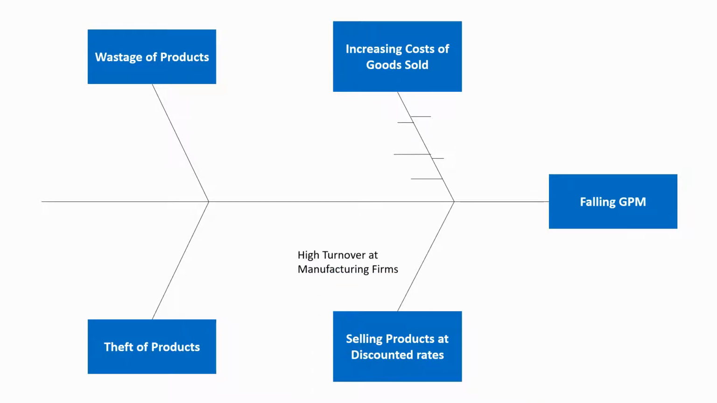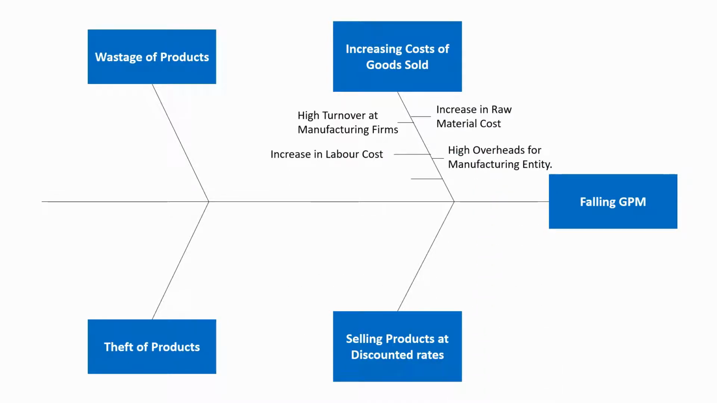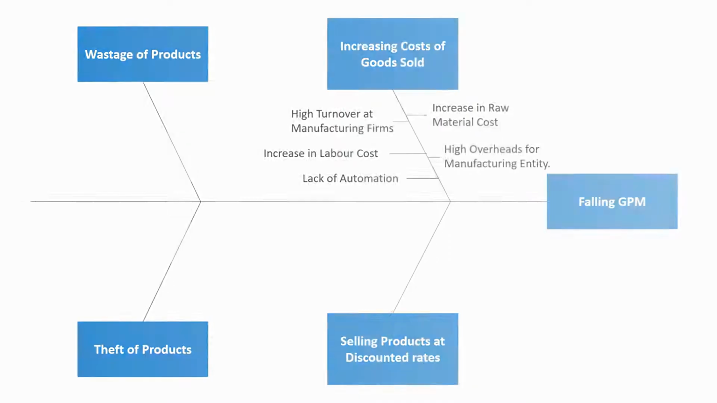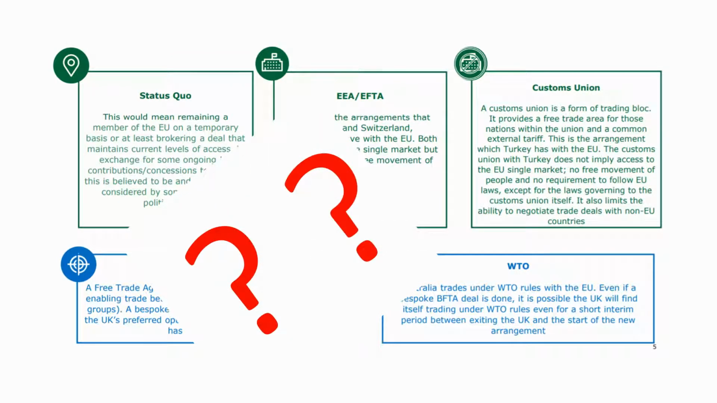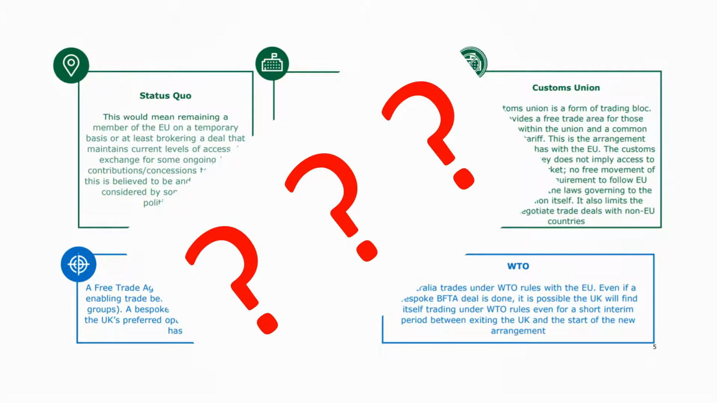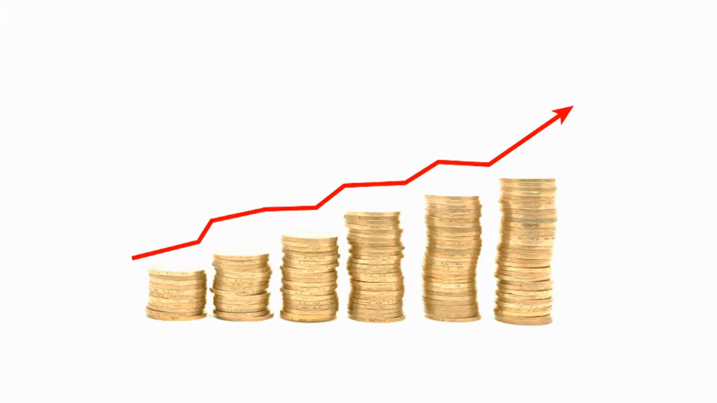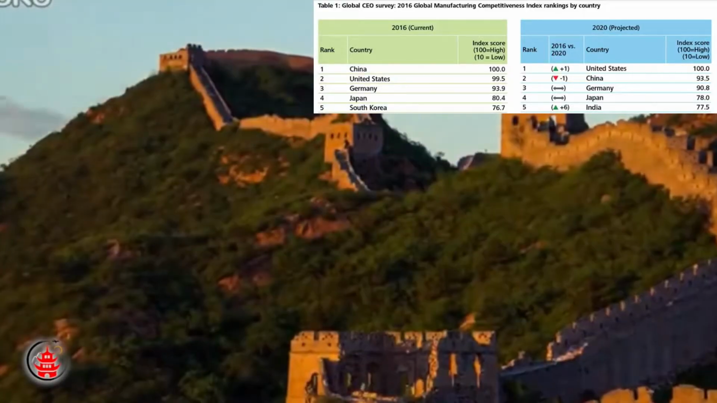It could be due to the high turnover at manufacturing firms, which will also affect the timely receival of goods. It could be due to an increase in material, labour or overhead costs, as well as a lack of automation, resulting in greater financial dependency on manual labour. Considering that Germany currently contributes to a large portion of production costs, Brexit raises questions to whether this is a suitable location to manufacture. In a worst case scenario of a no-deal Brexit, import costs would rise substantially. This implies that another region should be considered.